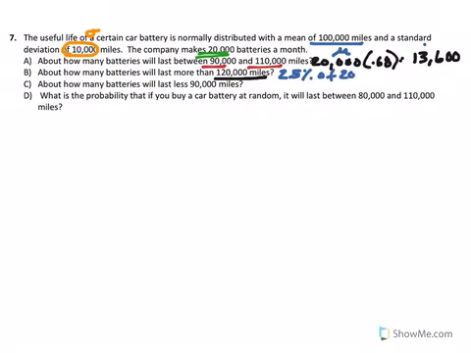of the 20,000, which mathematically is just saying 20,000 times 2.5%, which would be 0.025, and when we multiply that out, we get just 500. So just 500 of them. And then on C it says how many batteries will last less than 90,000 miles.